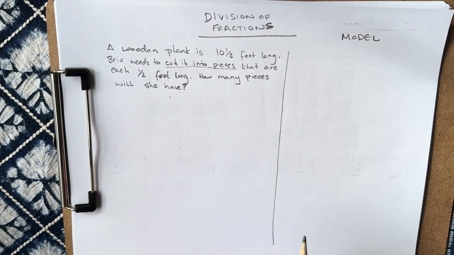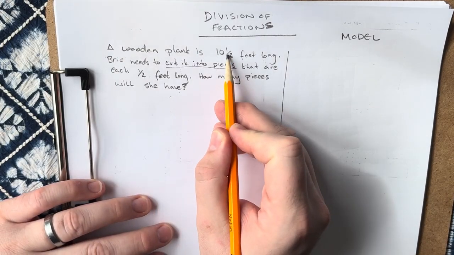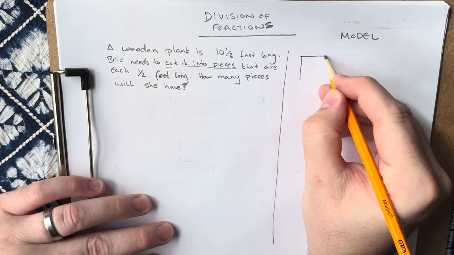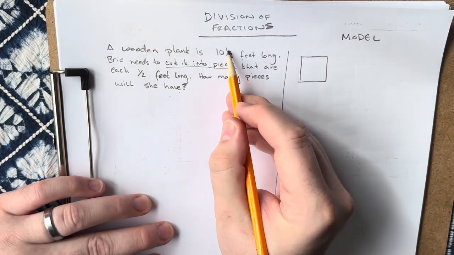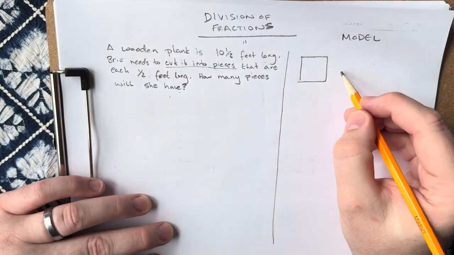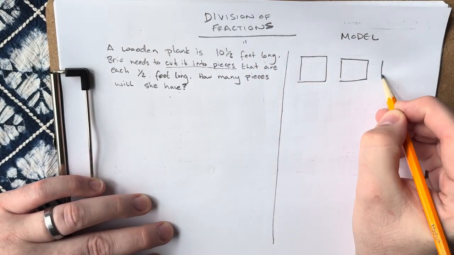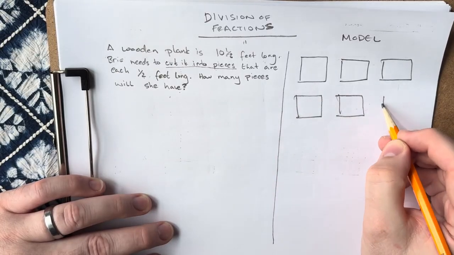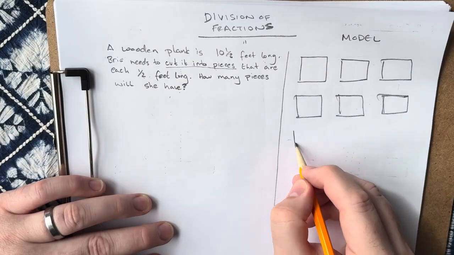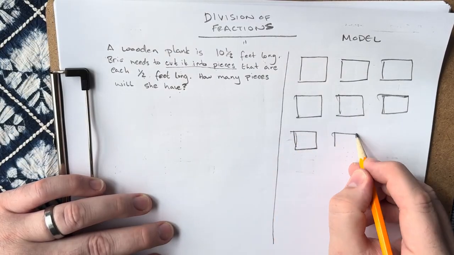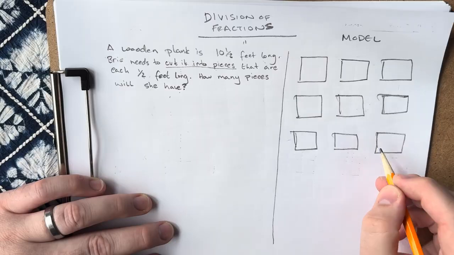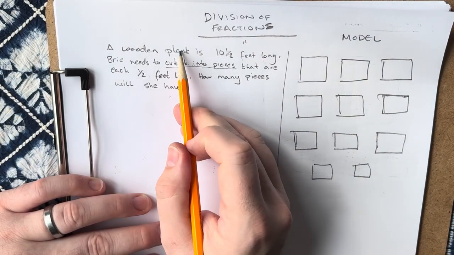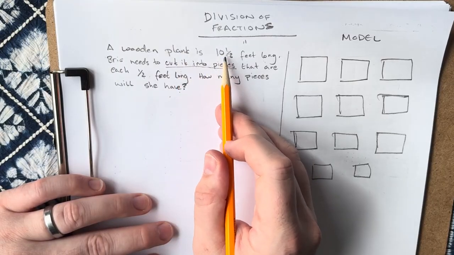problem, okay? So we need to focus on having 10 1/2 feet of wooden planks. So let's see, and since we have 10 1/2, we'll have to make 11 total figures. 2, 3, 4, 5, 6, 7, 8, 9, 10, 11. Here's my 11 figures, my 11 planks, because it's 10 wholes and then 1/2.